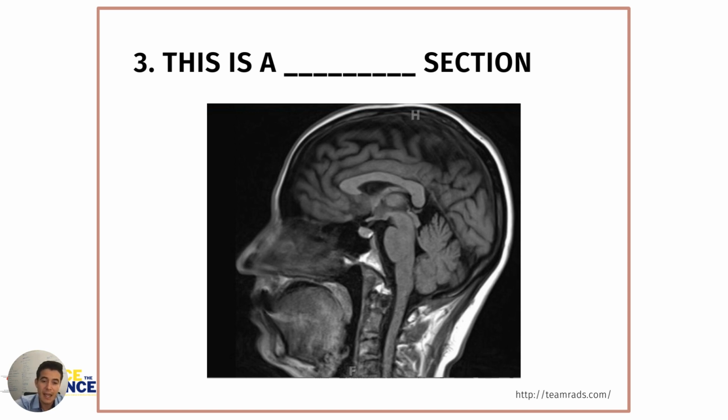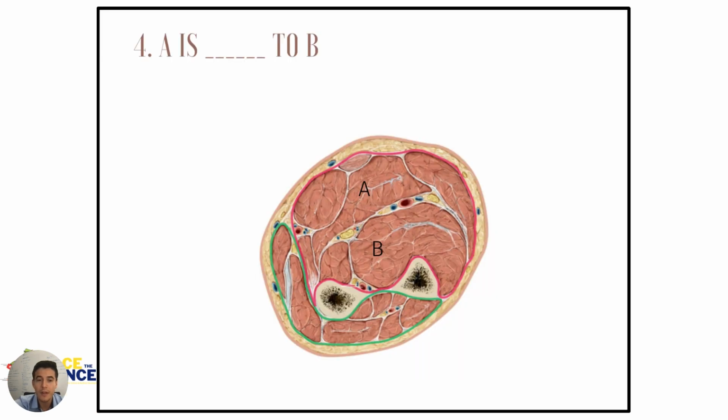This is a sagittal cross section, like we talked about earlier. We talked about the brain. You can see the vertebrae here, the nose anterior, this portion of the brain with the cerebellum posterior. And then A is superficial to B. So A is more anterior to B.